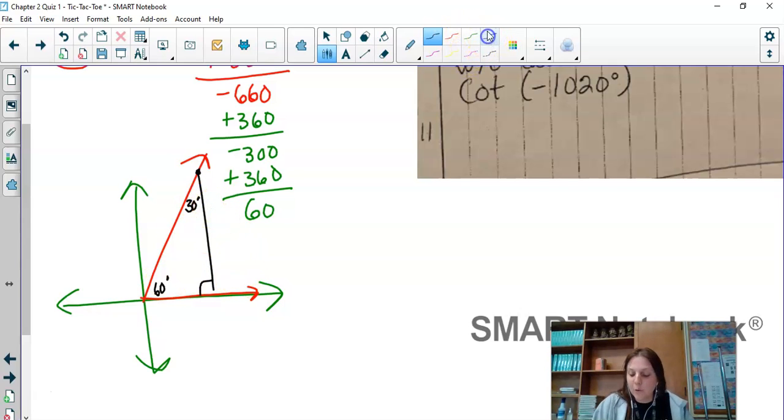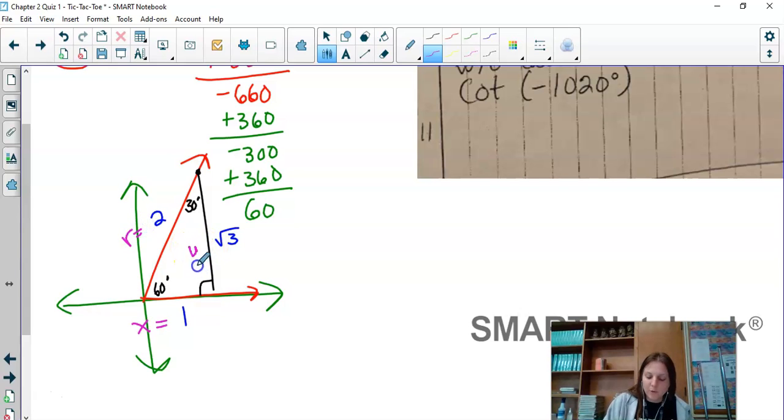In a 30, 60, 90, the shortest side, the one opposite 30, is always 1. The hypotenuse is double, and the other side is square root of 3. Check to see if these are positive or negative. Both of them go right and up, so those are positive. Label the sides. This is the x-axis. Label your hypotenuse, and so the other side is y.